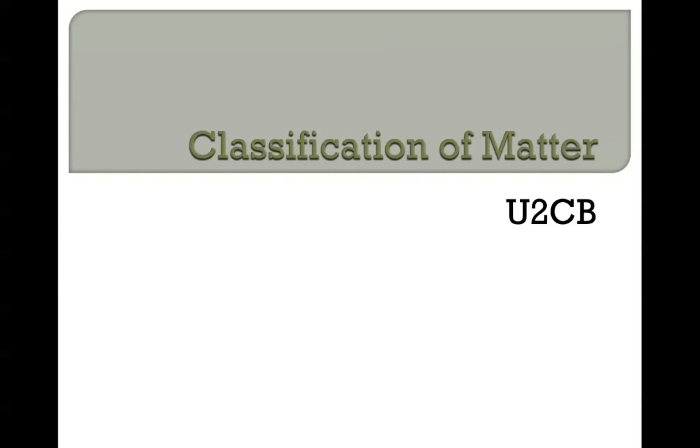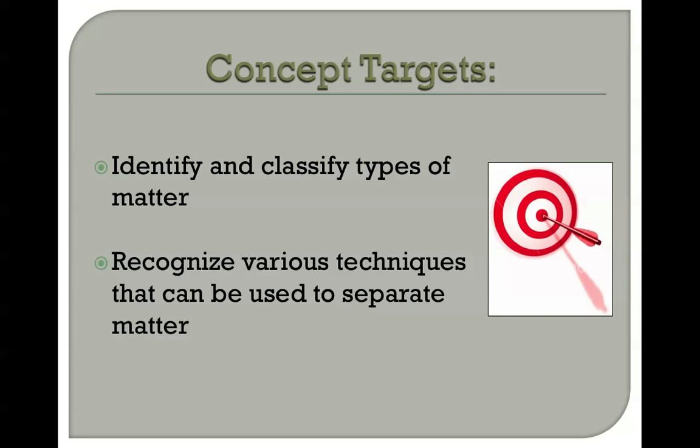This is Concept B, where we're going to be focusing on the classification of matter, specifically substances and mixtures, breaking those down into elements, compounds, and then the various types of mixtures. So by the end of this video, you should have a basic understanding of identifying and classifying types of matter. You should also be able to recognize various techniques that can be used to separate matter either chemically or physically.